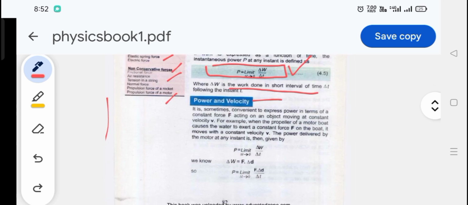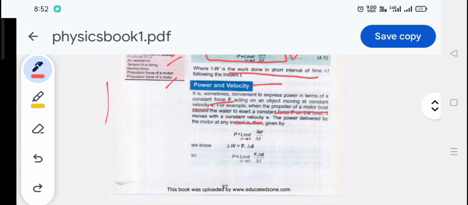It is sometimes convenient to express power in terms of a constant force F acting on an object moving at constant velocity v. For example, when the propeller of a motor boat causes the water to exert a constant force on the boat, it moves with velocity v.